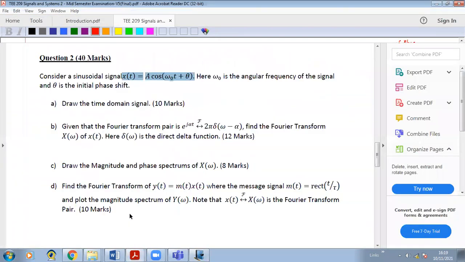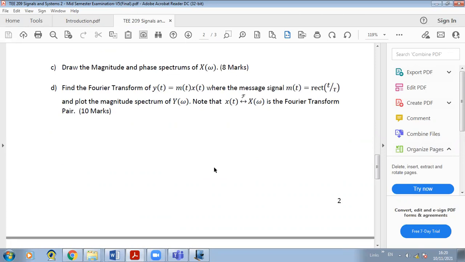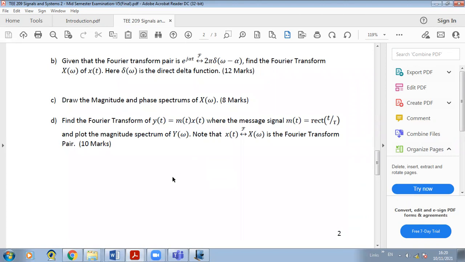So what is the next one? We have to find the Fourier transform of y(t) equal to m(t) x(t), where the message signal m(t) is a pulse, and find the magnitude spectrum of Y(omega). So we have to evaluate this one. Let's see how to evaluate this.